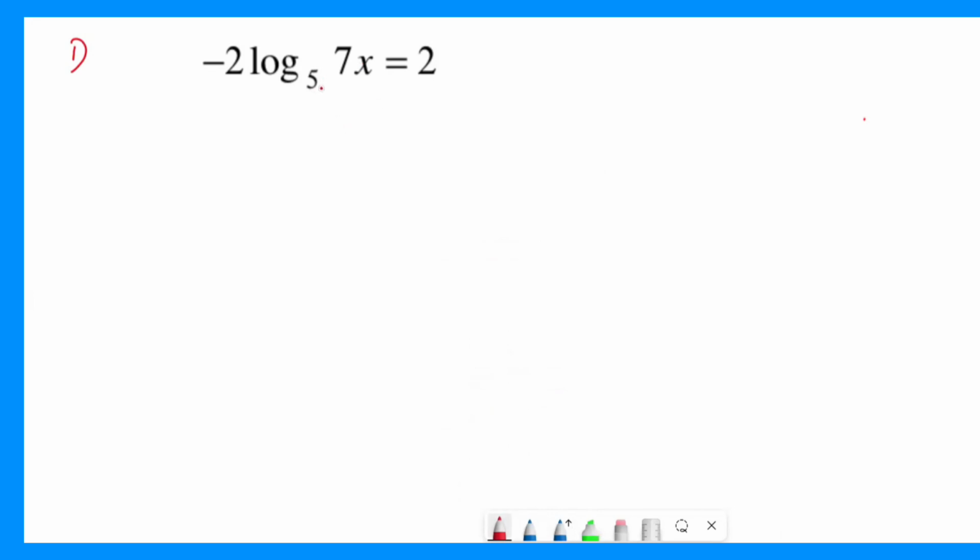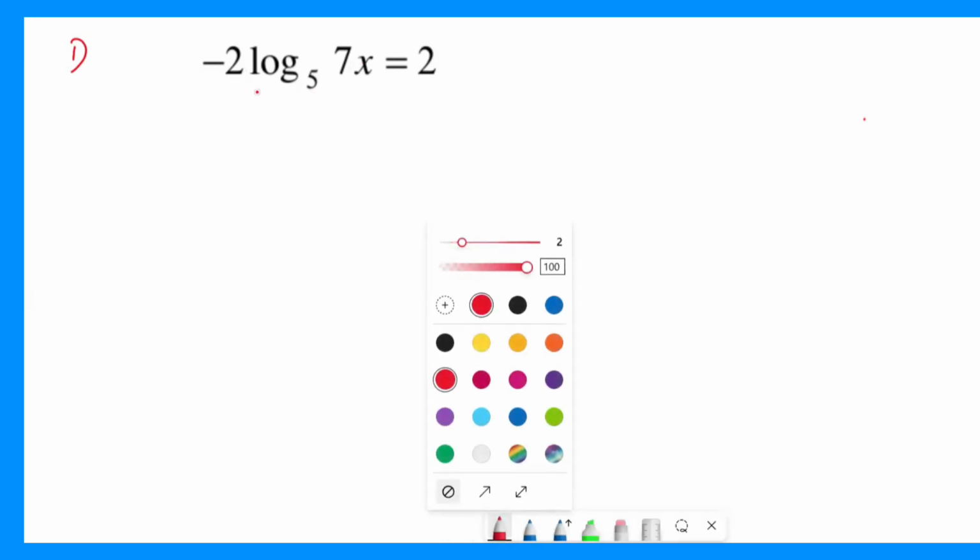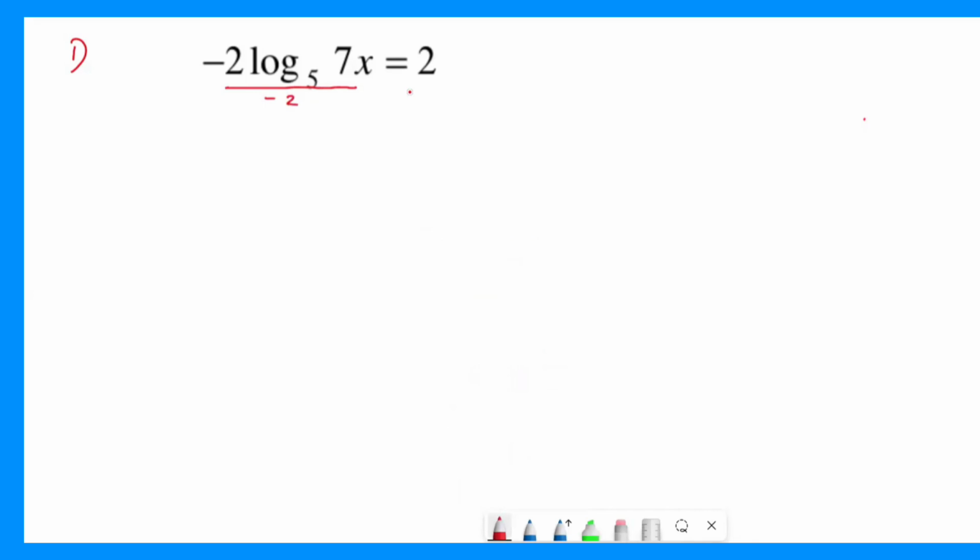All right, there are multiple approaches, but since this is multiplying here, we could divide both sides by -2 to make this a little bit simpler. When we do that, on the left side, -2 into itself gives us 1 times log of 7x in base 5, and this is equal to 2 divided by -2, that's -1.